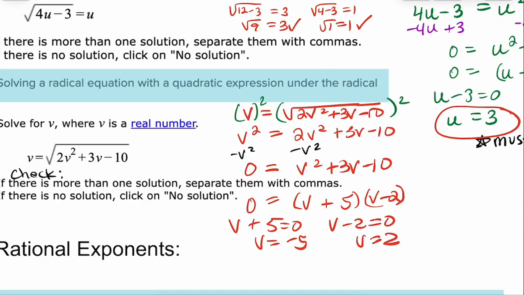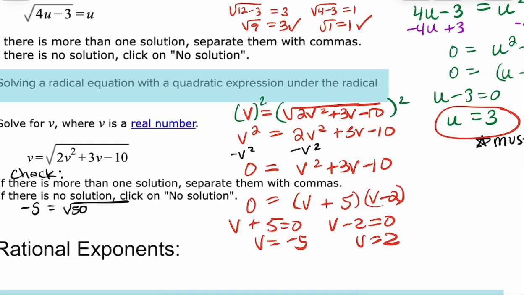Now I'm going to do my check right underneath that square root, okay? So I'm going to plug in negative 5. Now it started out as a negative equals, so there's a really good chance that we're not going to get it to work, but let's check. 2 times negative 5 squared. Negative 5 squared is positive 25, times 2 is 50.